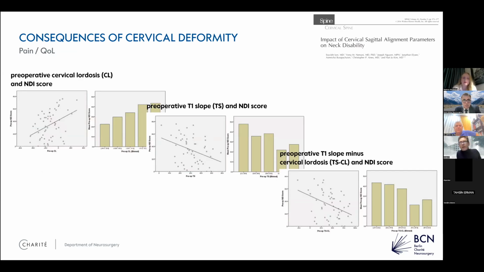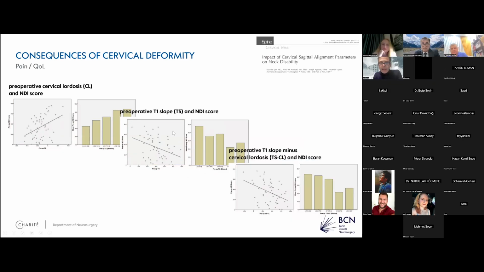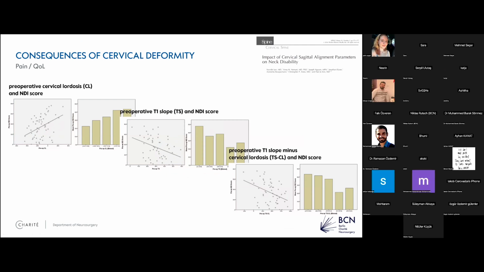So the most frequent symptoms are, number one, pain and loss of quality of life. You can see here a paper that is correlating the pain scores like NDI with the cervical lordosis, with the T1 slope, and with the T1 minus cervical lordosis parameter, and they all correlate.